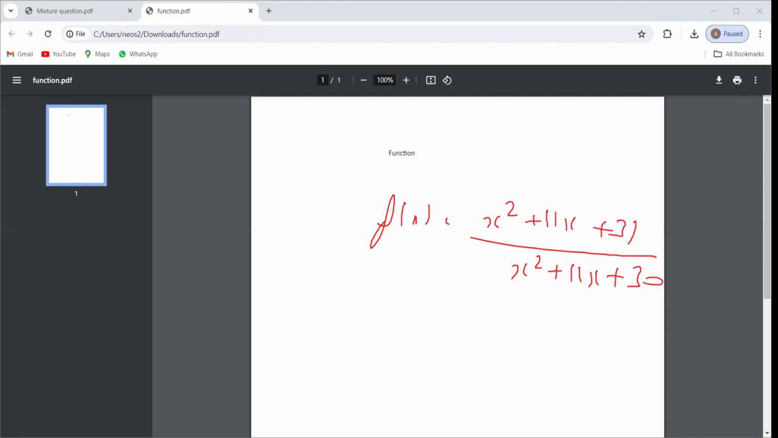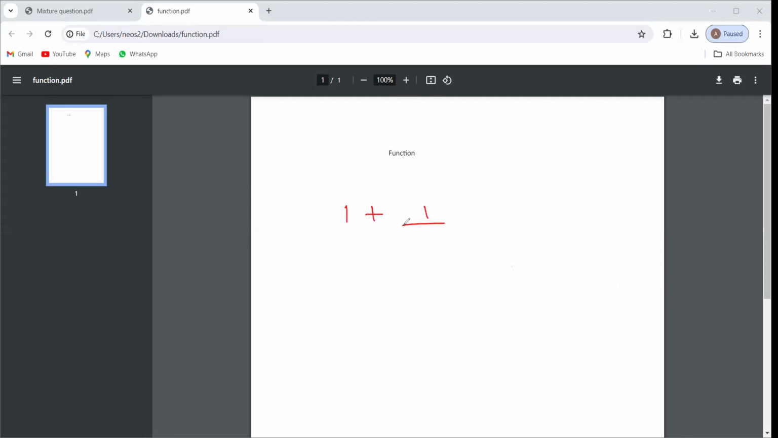What I told you, what do you need to find? Maxima to minima, right? So क्या लिख सकते हो? We can write 1 plus 1 by x square plus 11x plus 30. Can I write like this? है ना?